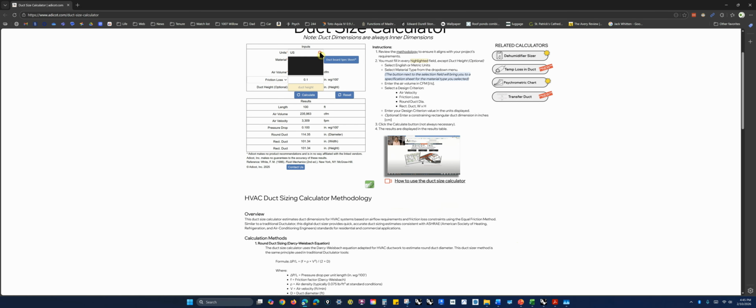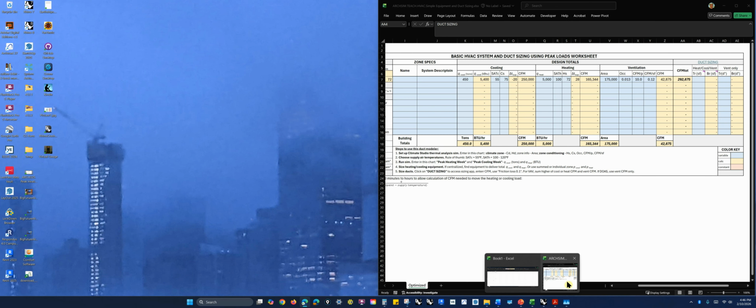Make sure you're in US units, not metric units. You could try different materials. The duct board's fine. We can talk about what these are. They're just different materials to create ducts, what the ducts are built out of. You need one more variable. So, well, actually, of course, first we need the CFM. What was our CFM? 292.